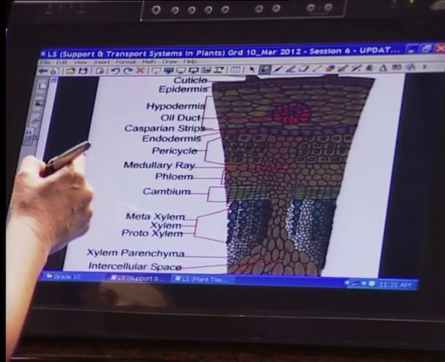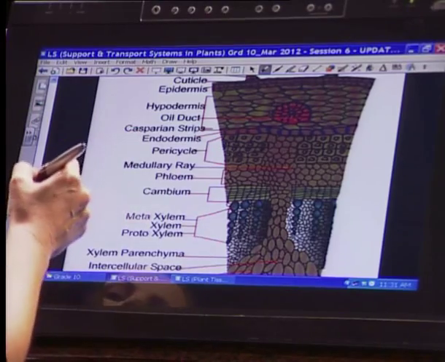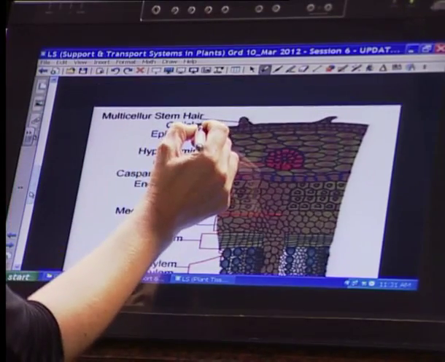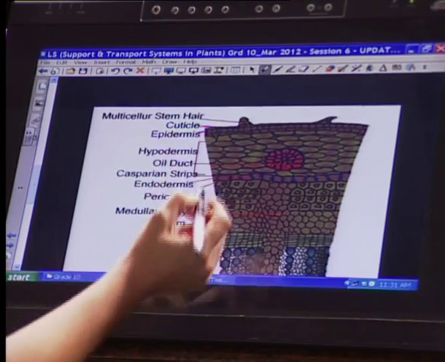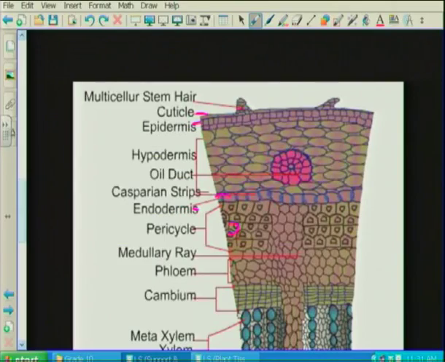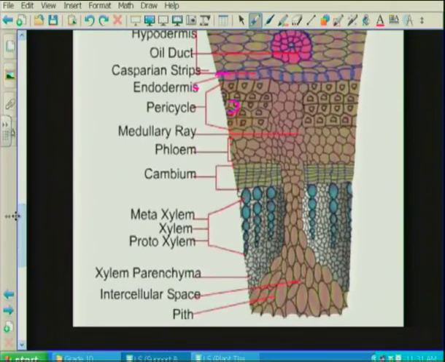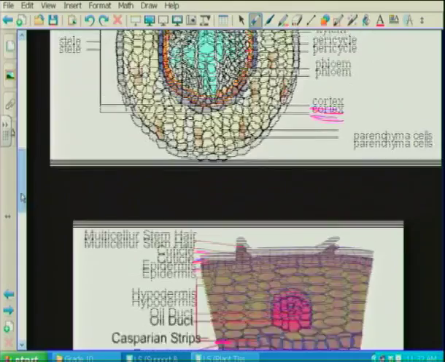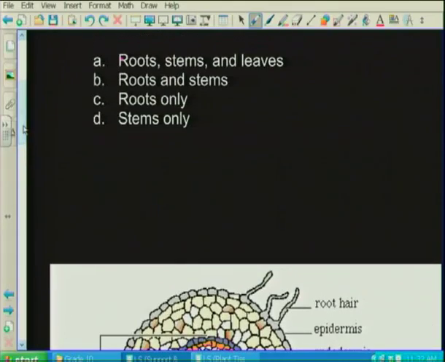Here you have your stem. Again, you have your cuticle, the outside layer, your epidermis, your Casparian strips, your endodermis, the pericycle, your phloem, your cambium, your xylem, the xylem parenchyma. And again, you have your parenchyma cells, and yes, we do get a cortex in the stem as well. So we can definitely say we have a cortex in the stem as well.